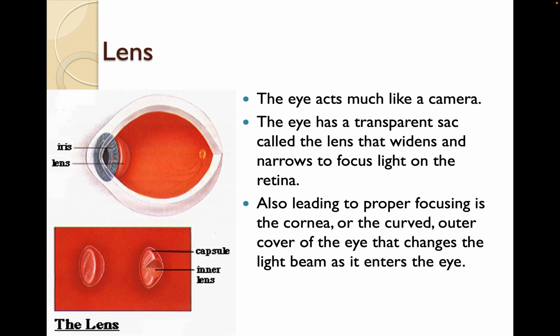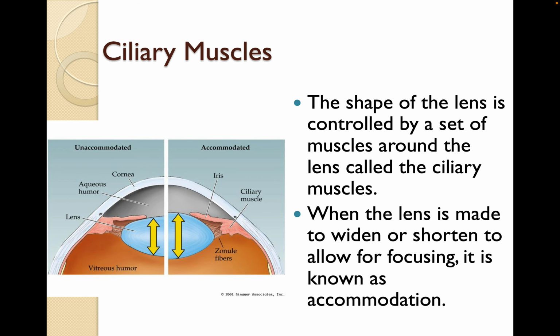The eye acts much like a camera. The eye has a transparent sac called the lens, which widens and narrows to focus light on the retina. Also leading to proper focusing is the cornea, or the curved outer cover of the eye, that changes the light beam as it enters the eye. The shape of the lens is controlled by a set of muscles around the lens called the ciliary muscles. When the lens is made to widen or shorten to allow for focusing, it is known as accommodation. And of course, if the ciliary muscles don't move, then there is no accommodation.